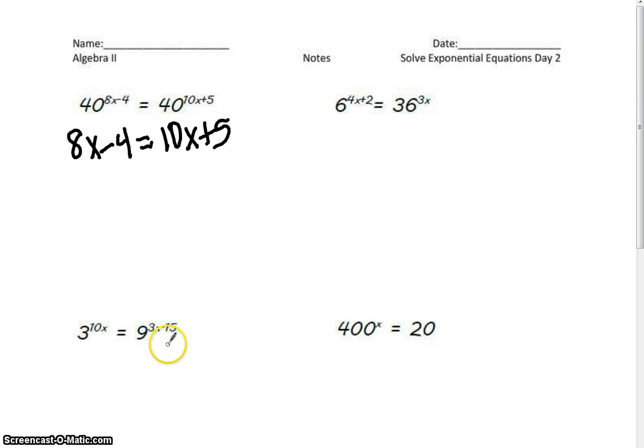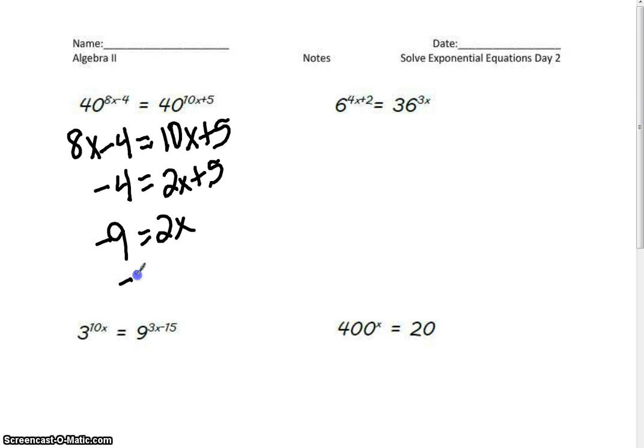So now that you have your equation, you need to solve it. I would move my 8x, negative 4 is equal to 2x plus 5. You need to subtract your 5, negative 9 is equal to 2x. Divide by 2 and negative 4.5 equals x is your answer.